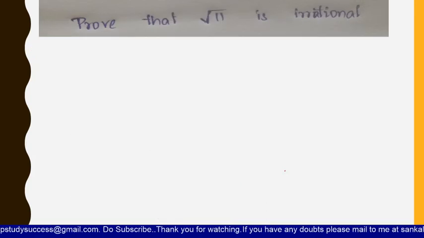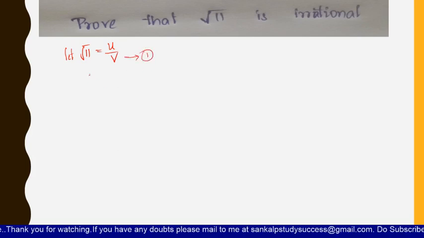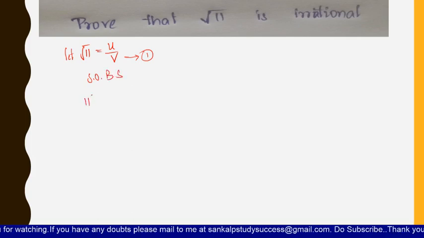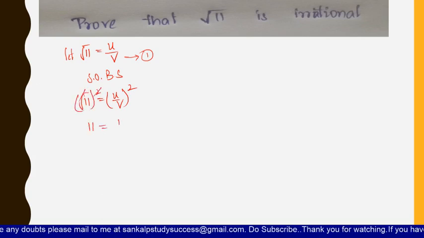Now let us go into the next question, which is you have to prove that root 11 is an irrational number. What shall we do? The first step is, the given number is considered as a rational number. Let us consider root 11 is equal to u by v. This is the first equation, right? Now, squaring on both sides. Why are we squaring on both sides? So that you will get 11 is equal to (u by v) whole square, root 11 whole square, right? Which is again 11 only. So 11 is equal to u square by v square. This is the thing which we got.